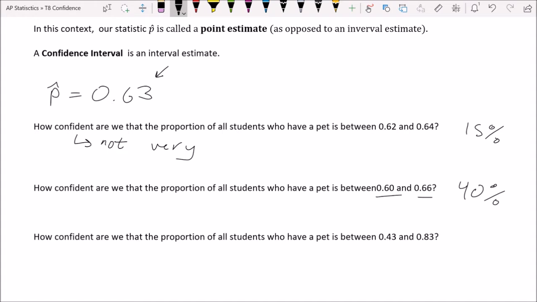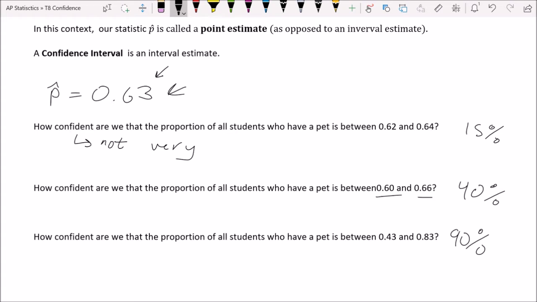Next question, how confident are we that the true proportion of all students who have a pet is between 43 and 83%? Okay, that's a big window. And because that's such a big window, it's pretty likely that the true proportion is going to be in there. So I'm going to go, I don't know, 90% sure. Now it's possible maybe 90% of students have pets, and in our sample we just happened to get a higher proportion of students who don't have a pet. But that's a pretty big window, and so it would be likely.